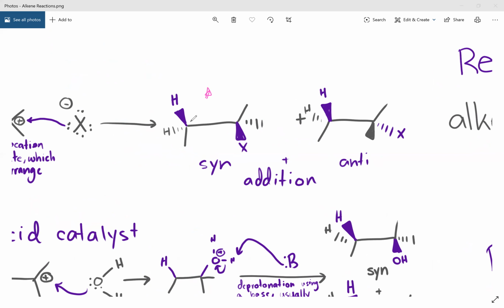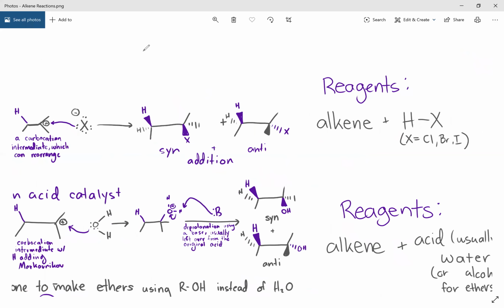And that overall is going to be hydrohalogenation. So here's the mechanism for it. And you can see for the reagents, we have to have an alkene plus an H and an X.